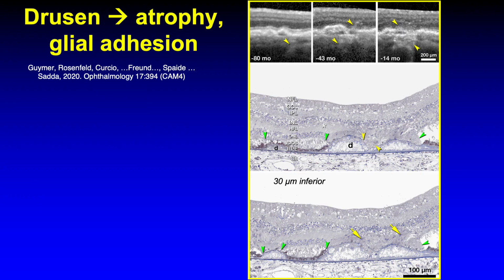Let's see how one small drusen leads to atrophy. In the upper right are B scans showing disappearance of a drusen and development of a hypertransmission streak. Below are 2 histologic sections through this area.